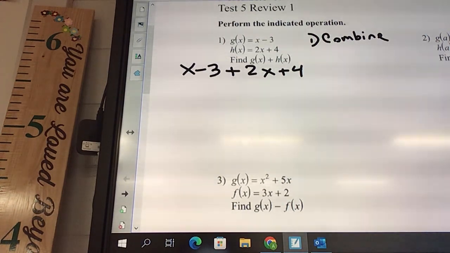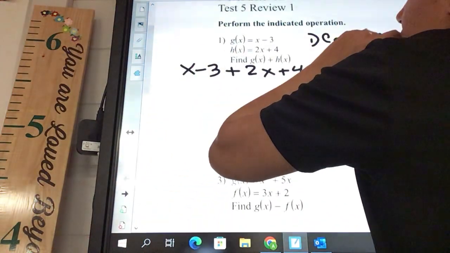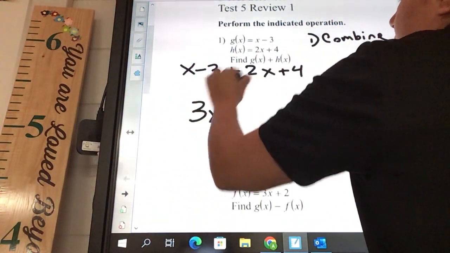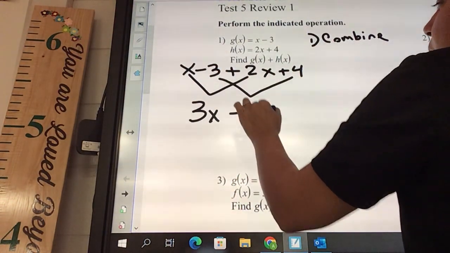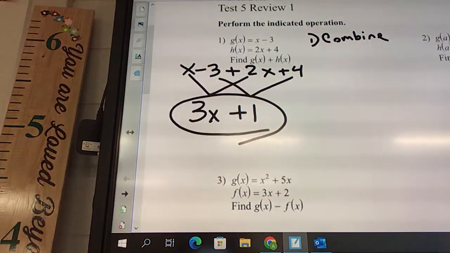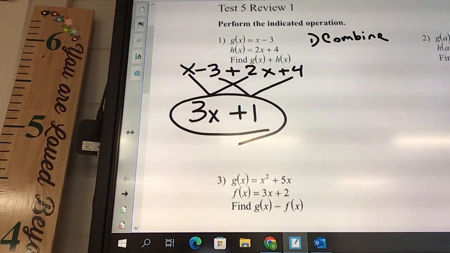So what can we combine? 1 into 2 is going to give me 3x. And then I got a negative 3 and a 4 is going to give me a positive 1. Okay, so that's adding the functions, okay?